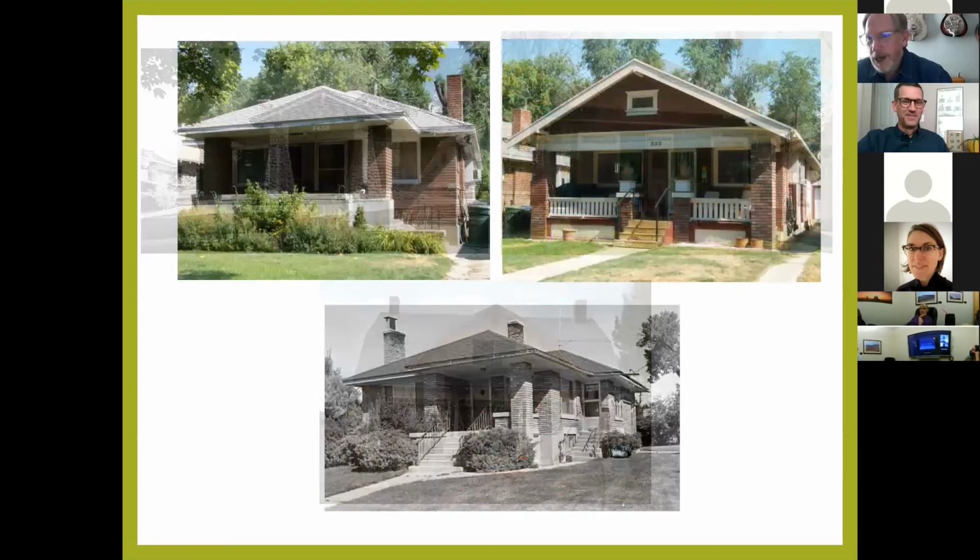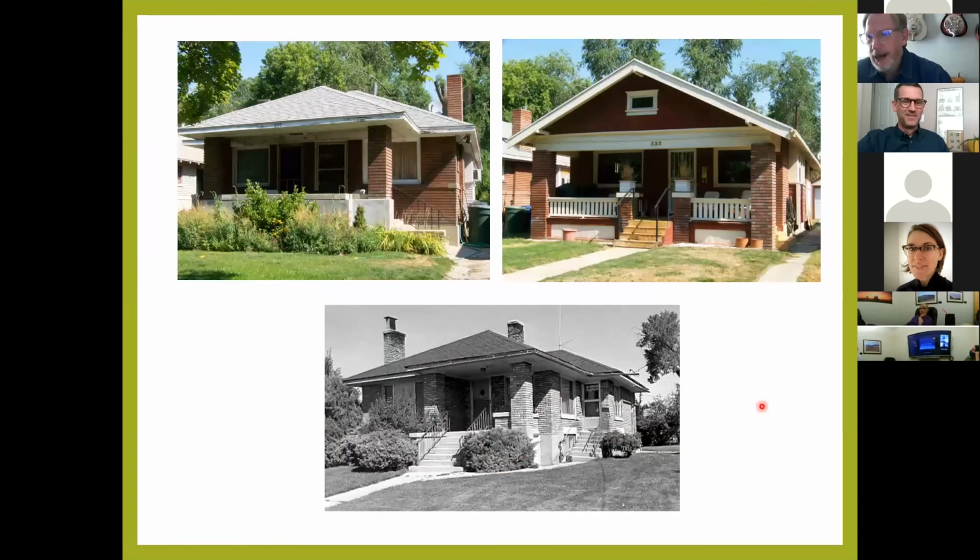Here's some more common examples of brick that you'll find all over Salt Lake City, Provo, and Ogden. More of a prairie style influence with the hipped roof. But you also see a lot of these broad porches with a gable end and a gable end window as well.